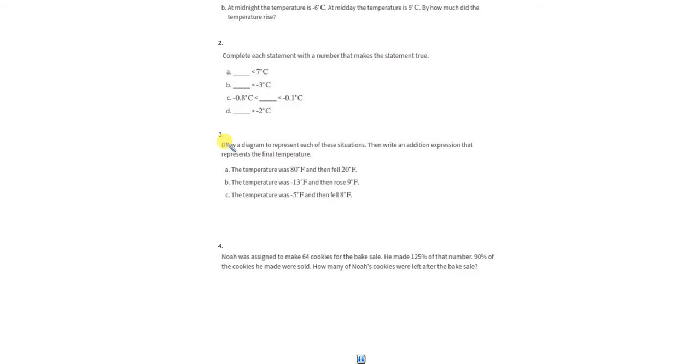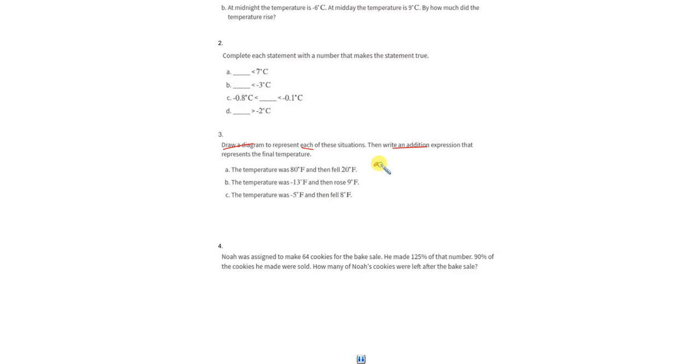Number 3, lesson number 2 of your homework for the week, and we're in Unit 5. I am seeing that we have to draw a diagram for each, and then we have to write these addition expressions that we have been doing in class. So let's jump right onto it.